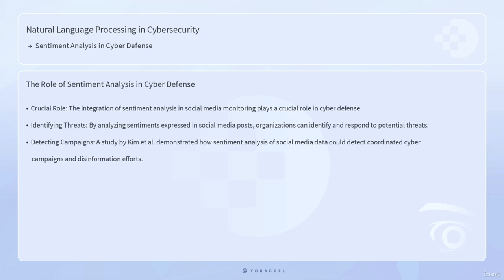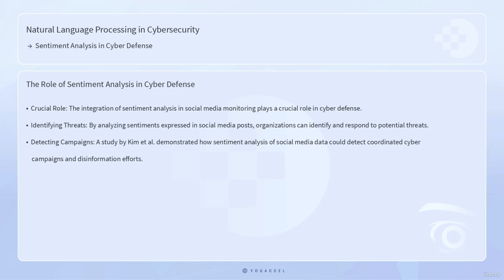The integration of sentiment analysis in social media monitoring also plays a crucial role in cyber defense. Cyber adversaries often exploit social media platforms to disseminate misinformation, launch attacks, or recruit individuals for malicious activities. By analyzing sentiments expressed in social media posts, organizations can identify and respond to potential threats.